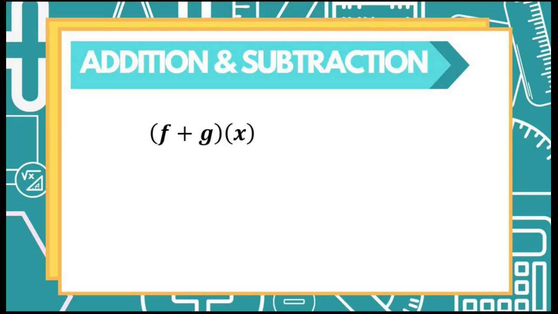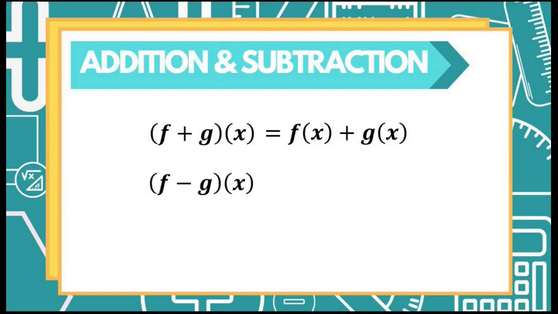So basically, this is the symbol for adding functions. That is quantity f plus g of x. This can also be written as f of x plus g of x. So basically, we're just adding the given functions. For subtraction, it's the same, but the operation obviously will become subtraction.